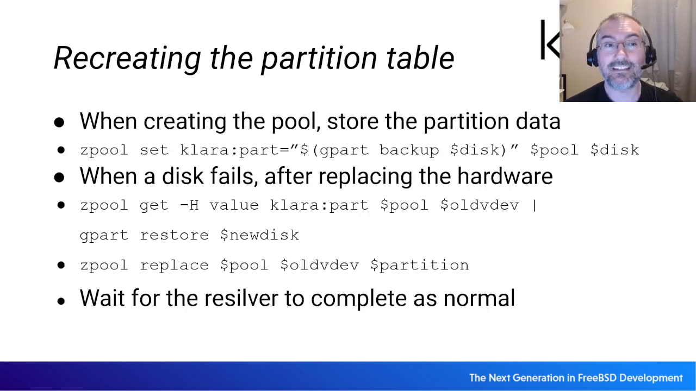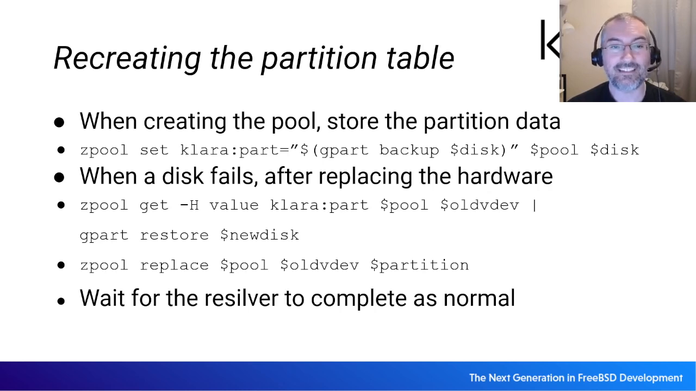So as I mentioned, each VDEV property can store 8 kilobytes of information. So in this case, I can just zpool set systems.klara::partition_table equals, and shell out to gpart backup and the disk. And gpart will return a serialized text of that disk's partition table. It's multiple lines, so I quoted it here, but ZFS doesn't care. It's just 8 kilobytes of arbitrary text.